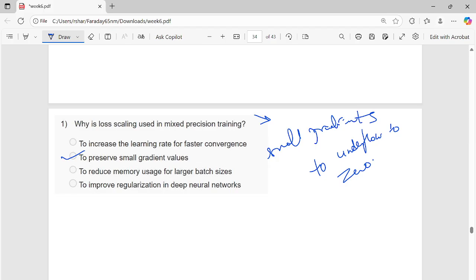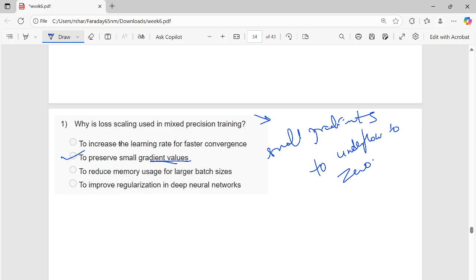It multiplies the loss by a large constant called the loss scale before backpropagation. This makes the gradient larger in magnitude, reducing the chances of underflow in float 16. After computing the gradients, they are divided by the same scale to bring them back to the correct value before the optimizer step. So why is this option correct? I hope you understood.